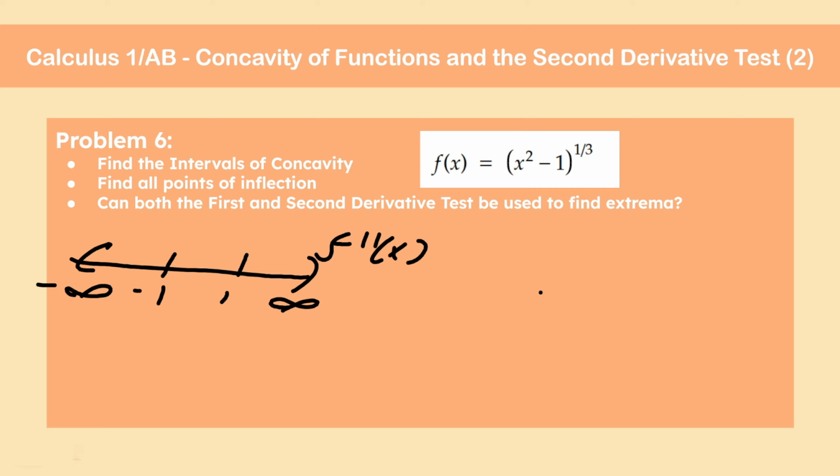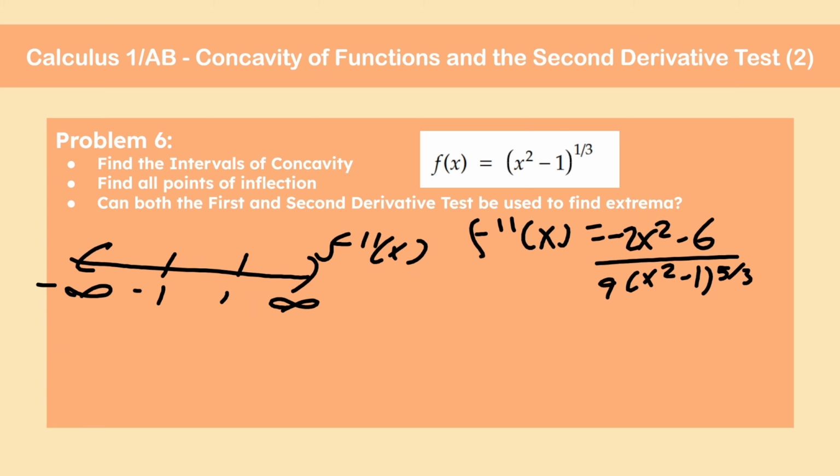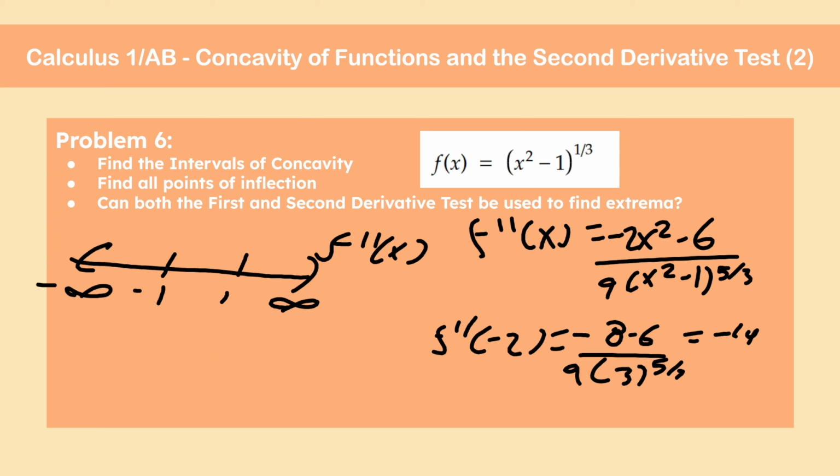So let's try the second derivative of x at negative 2. So the second derivative of x at negative 2 is going to be negative 2 times 4, negative 8 minus 6 will be negative 14, all over (9 times 4 minus 1, which would be 3) to the power of 5 over 3. So this is positive, but this is a negative over positive, which means that this interval is concave down.